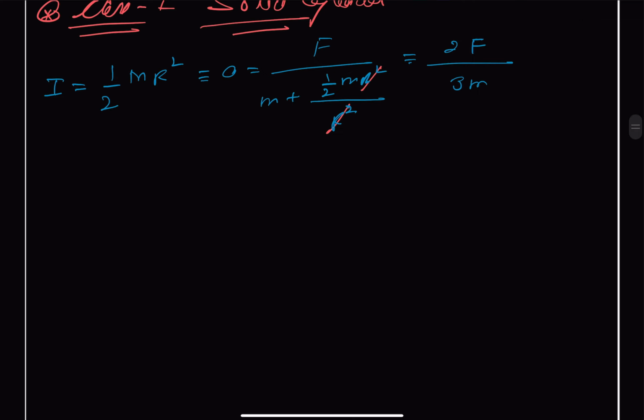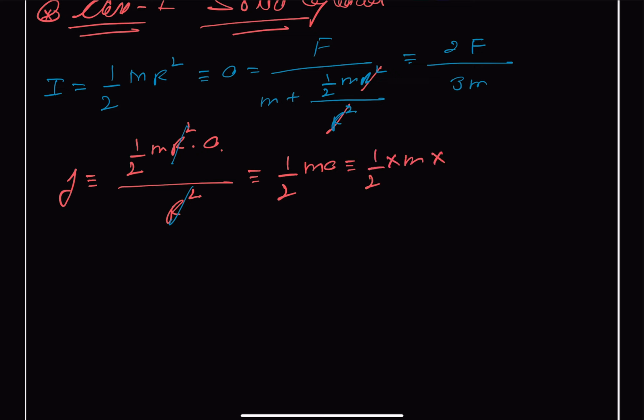And our frictional force F will be equal to half mr square multiplied by A and divided by r square. Here r square and r square cancel out. So this comes as half mA, and in terms of the force we can write this as half m multiplied by 2F divided by 3m. Here m and m, 2 and 2 go away, so this comes as F by 3.